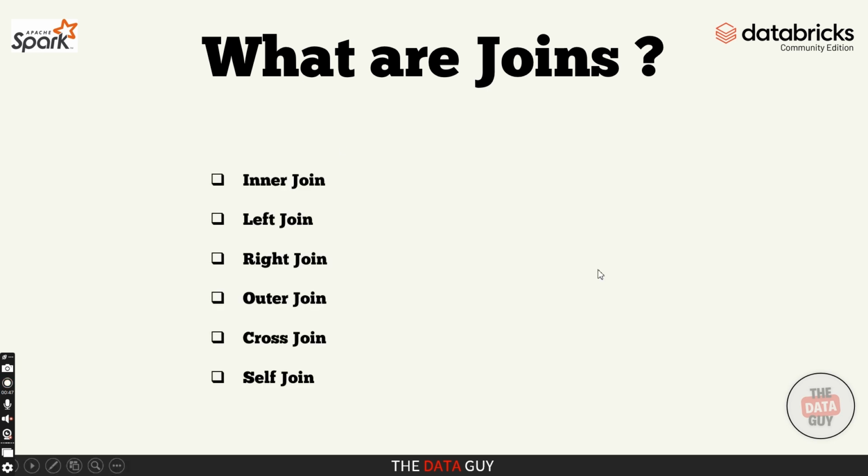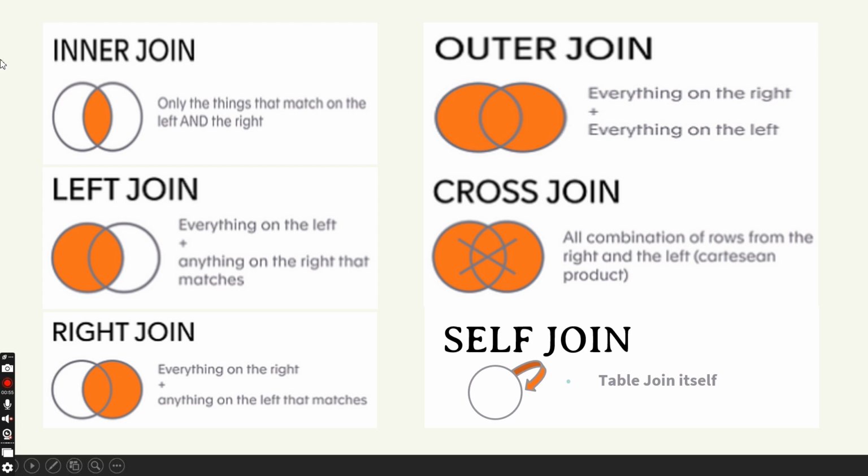There are several types of joins available: inner join, left join, right join, outer join, cross join, and self join. The first one is inner join. Inner join is the most common type of join. It returns only the rows that have matching values in both the datasets. If there is no match, the row is excluded from the result. Its use case is when you only care about records that have corresponding data in both tables.